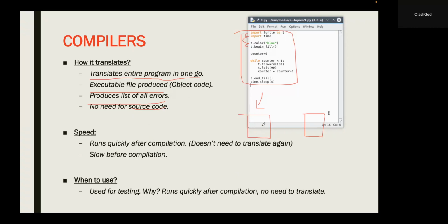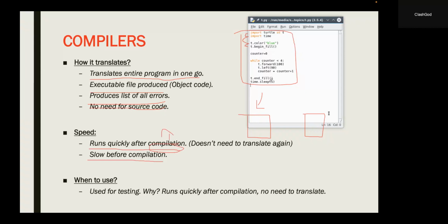This executable file runs extremely quickly. You can say that it runs quickly after compilation, which is just a synonym for translation. So it runs quickly after translation, right? The reason why is because it creates an executable file. This file does not need any translation anymore. It doesn't need to wait for it. So this executable file runs extremely quickly, way faster than if you use an interpreter. But it is slow before compilation because you still need to translate this entire piece of code.